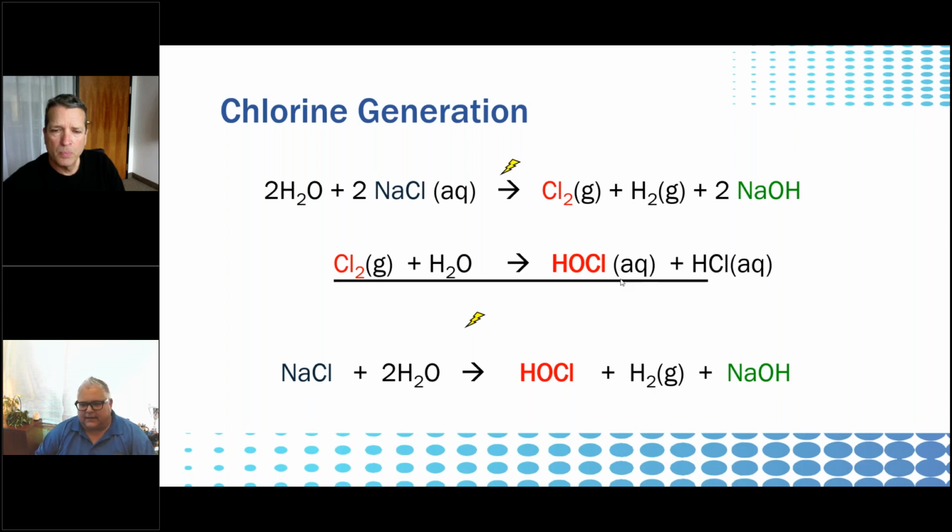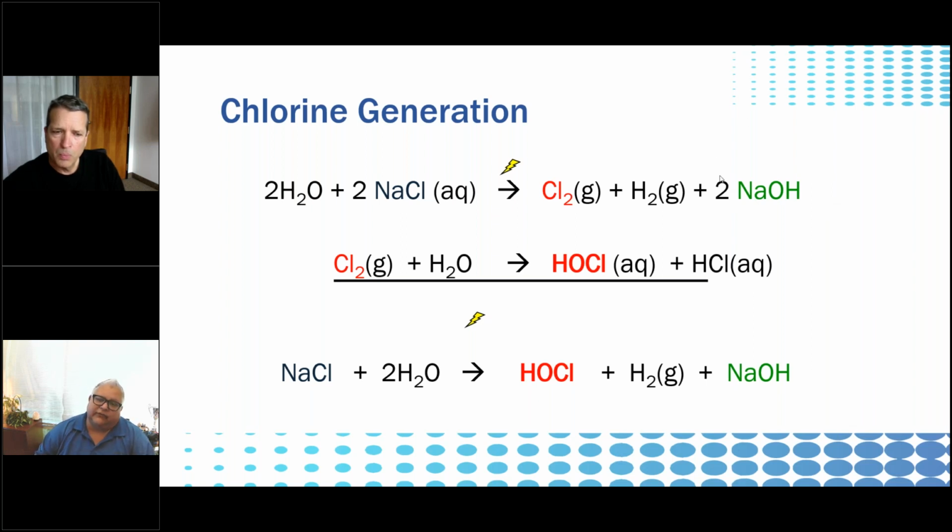It leaves behind a hydrochloric acid molecule, which is good. This is low pH, hydrochloric acid. Sodium hydroxide is high pH. So you would think, well, you've got low pH and you've got high pH. Those two things would balance each other out, and the pH should be fairly stable.